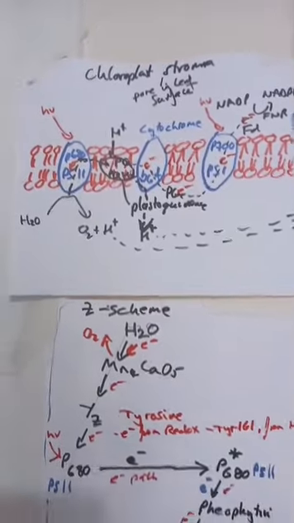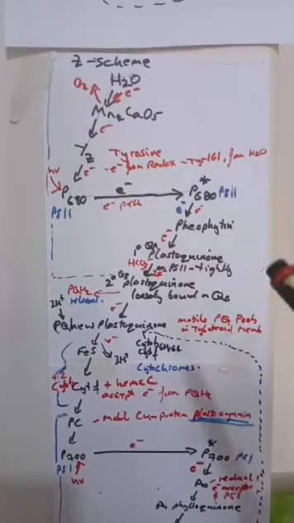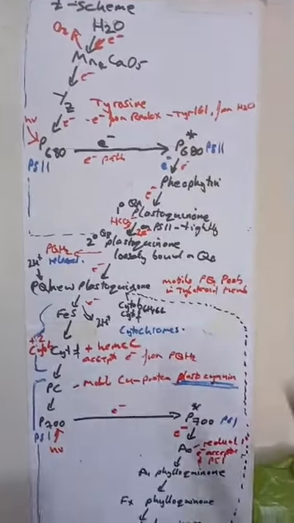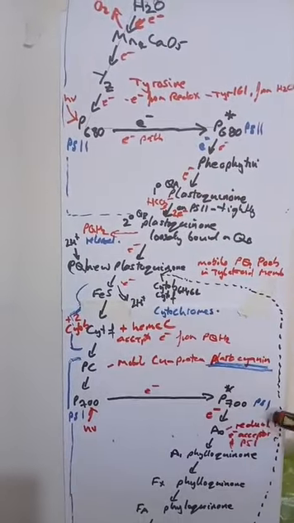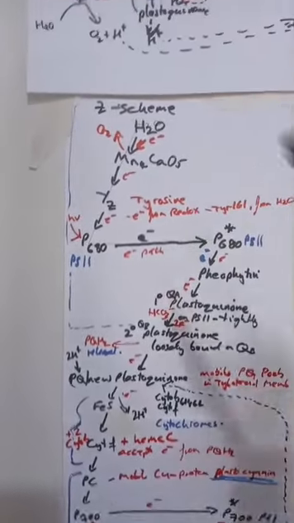So the Z scheme, which is this, is what it's called. This is actually the whole of photosynthesis. It's called the Z scheme because when you draw it out, it takes the shape of approximately a Z like that. Okay, so it's a Z shape. So it starts off with water.